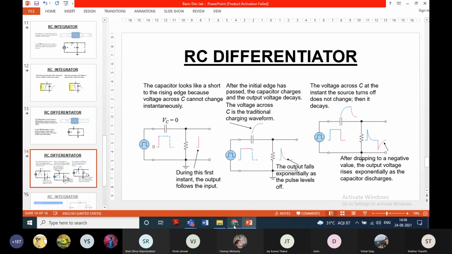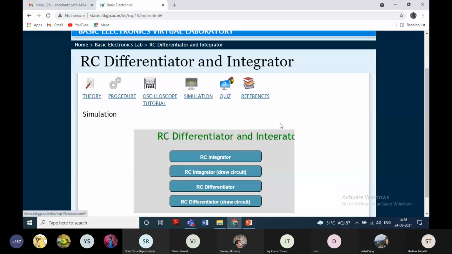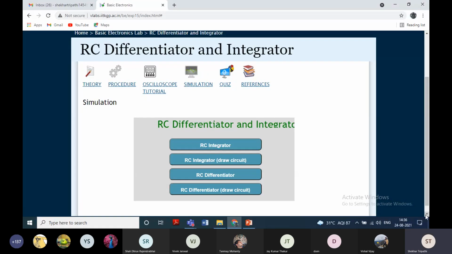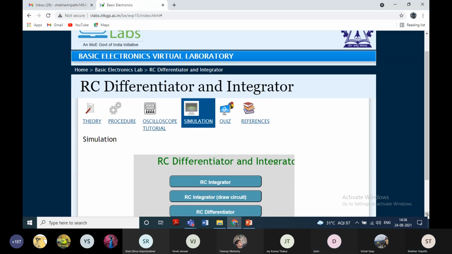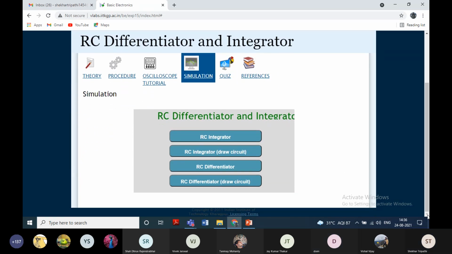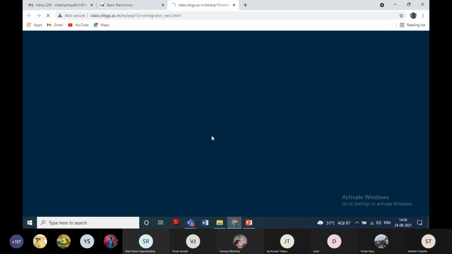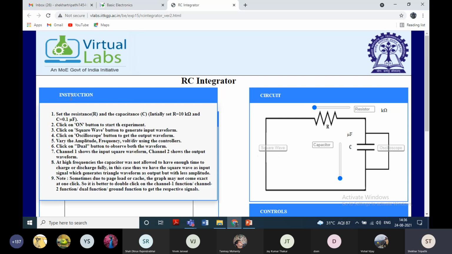Coming to the simulation part, I hope the oscilloscope tutorial has been covered for all of you. In simulation we have four options here. First is the RC integrator experiment, followed by the integrator experiment wherein you can draw the circuit and do the experiment, followed by the RC differentiator circuit experiment and drawing the RC differentiator circuit. First we will go to the RC integrator circuit experiment. As sir had already told, there is the instruction set for anyone who has any queries while undertaking the experiment here.